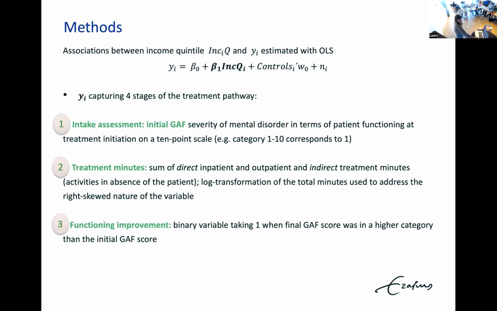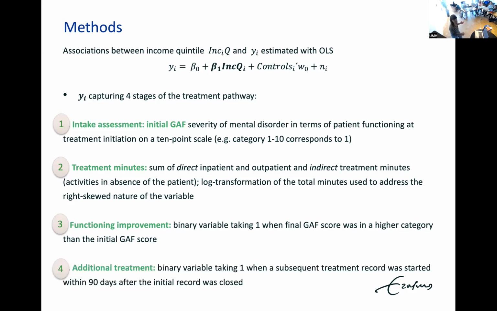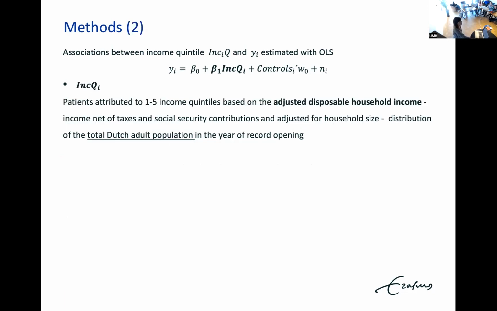Thank you. And then the third outcome is improving in the functioning. Here we use a binary variable, which takes the value 1 if the final GAF category was higher than the initial one. And then the additional treatment record is also a binary variable that takes the value 1 when there was an additional treatment record in the 3 months that follow from the record closure.